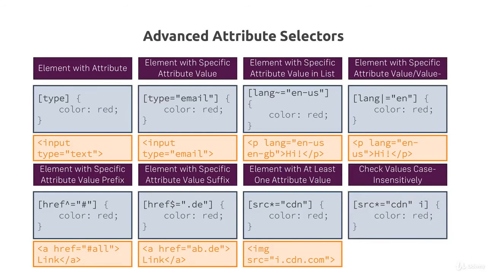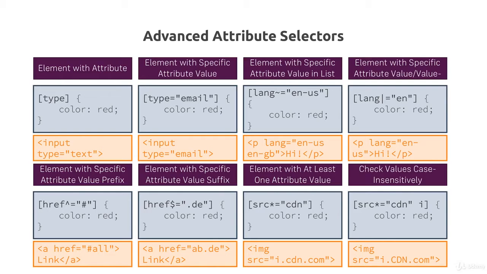If we add that I character here at the end of our squared brackets, so before the closing square bracket, then we would also target this element where we have CDN in all uppercase characters. Note that in our selectors we wrote it in lowercase characters, and with the I we're just saying we should be case insensitive. If you don't add the I, you are case sensitive, that's the default.